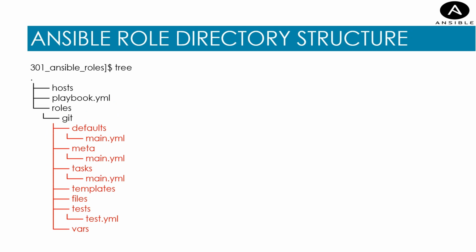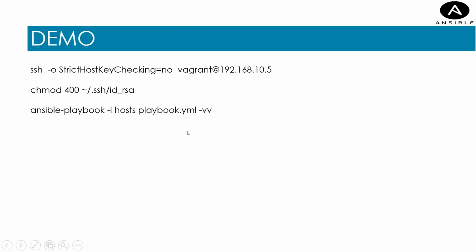So I just created a small role, which is git. I want to install git onto our web server, and for that we have default, meta, tasks, templates, files and vars, but I only have details in tasks main.yml; the rest are blank. So let's go and do the demo and then we'll talk more.